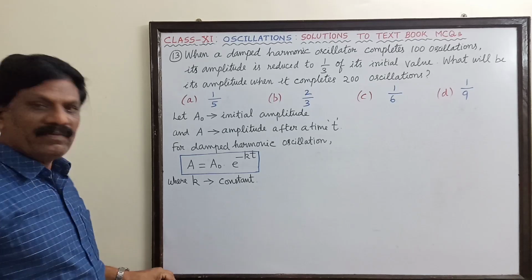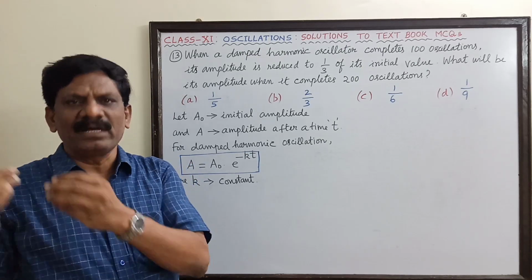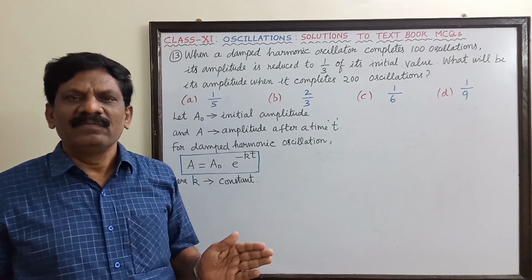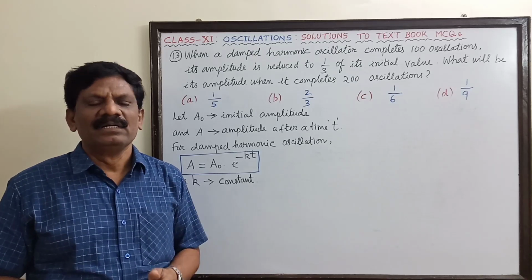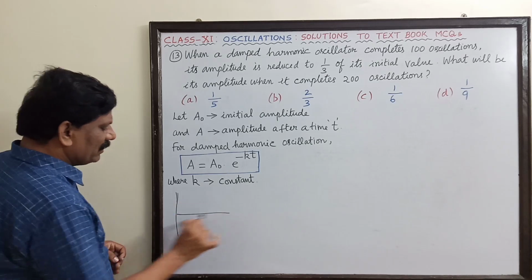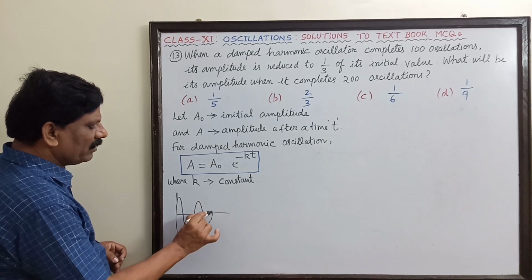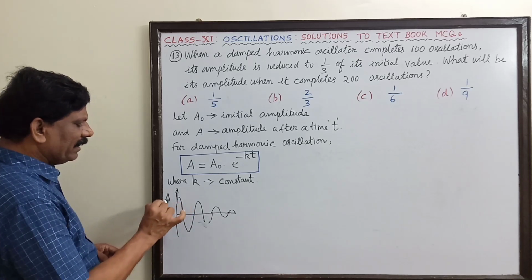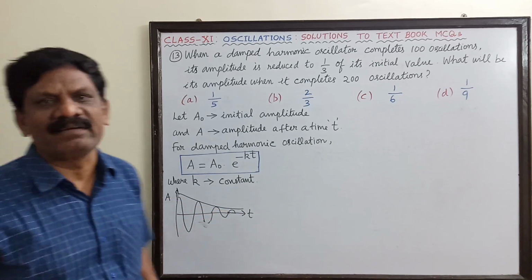Now, we have already studied what is meant by damped harmonic oscillation. When a simple pendulum or any system is oscillating in the presence of a medium, the external medium will exert an opposing force or resistive force that is called damping. Because of that, the amplitude will be continuously decreasing, isn't it? So the initial amplitude will be continuously decreasing like this, and finally it becomes 0. So if you draw a graph of amplitude versus time, it is an exponential graph.